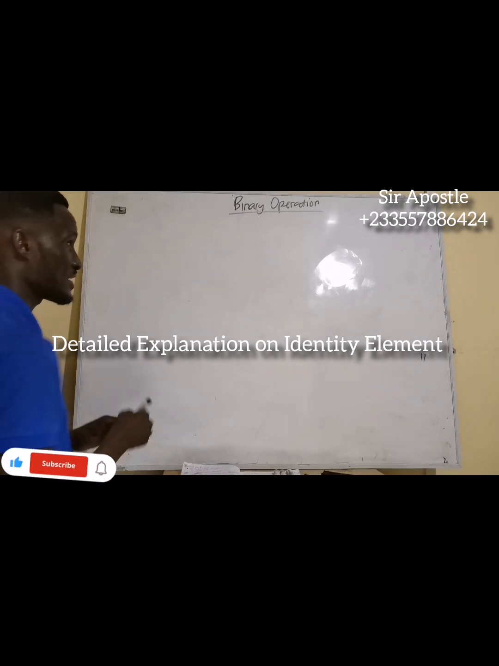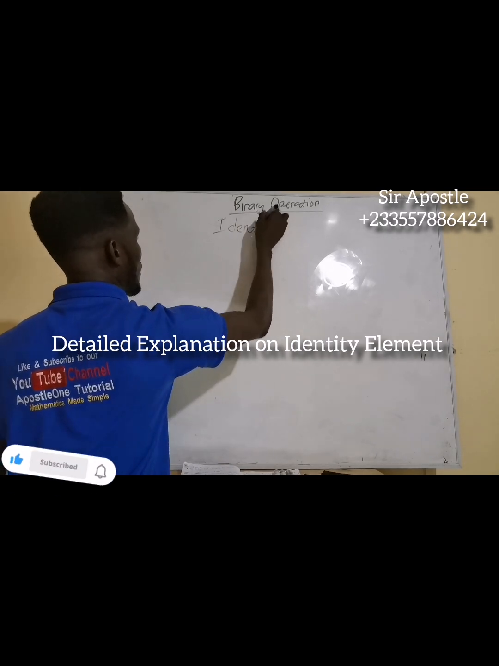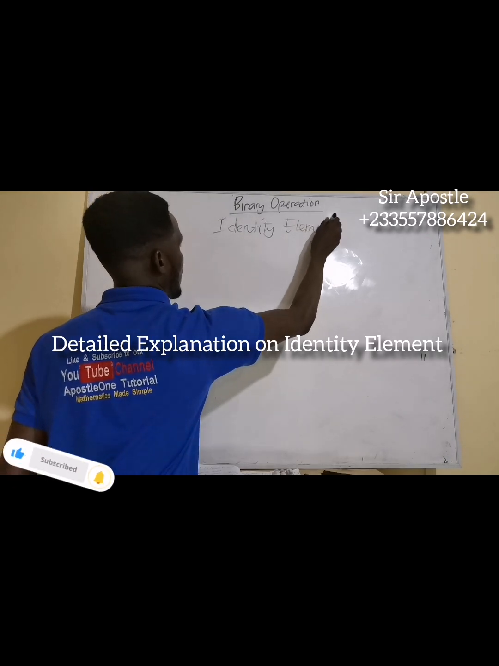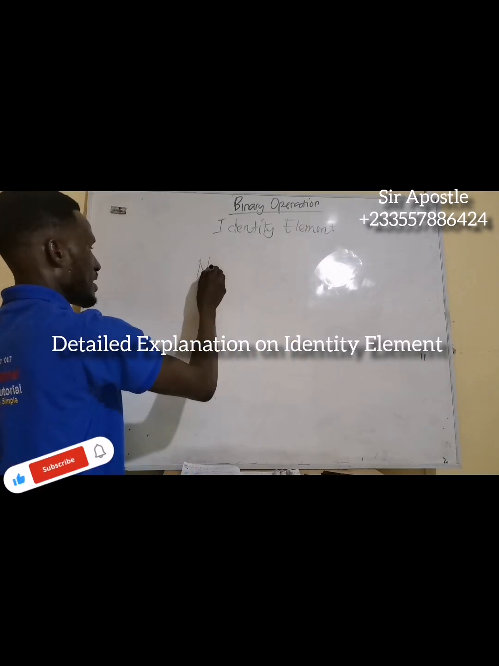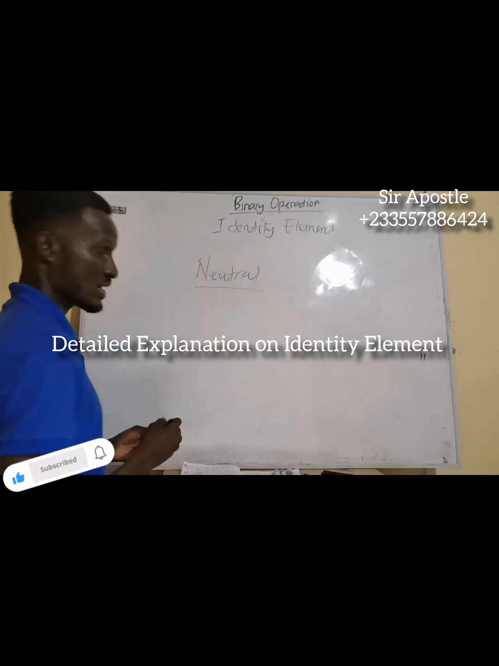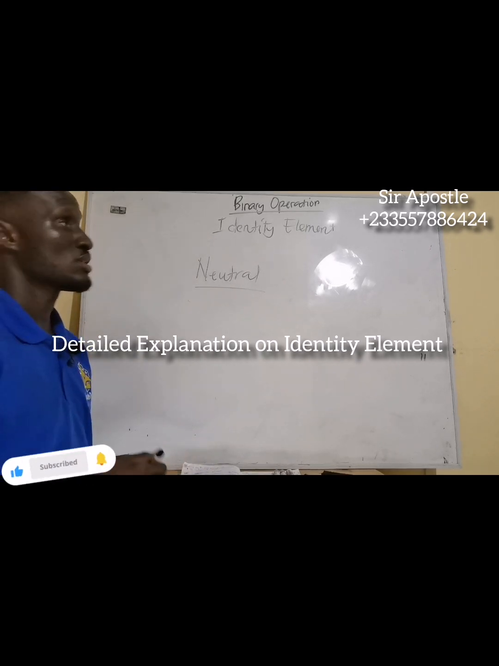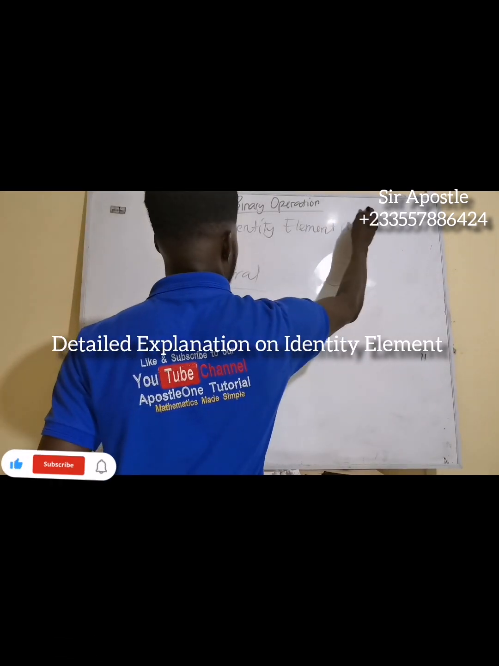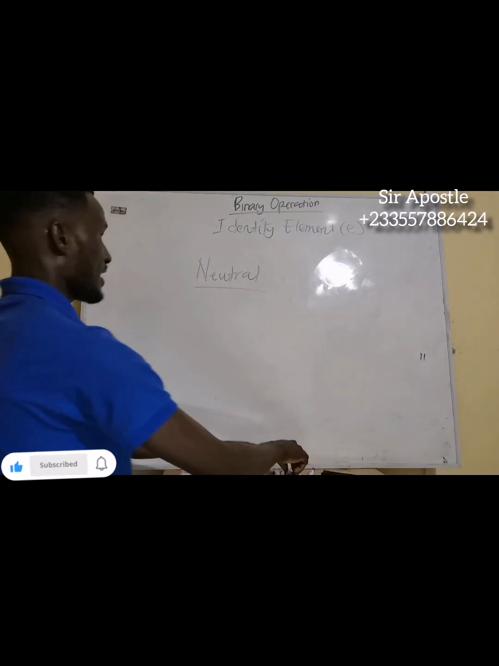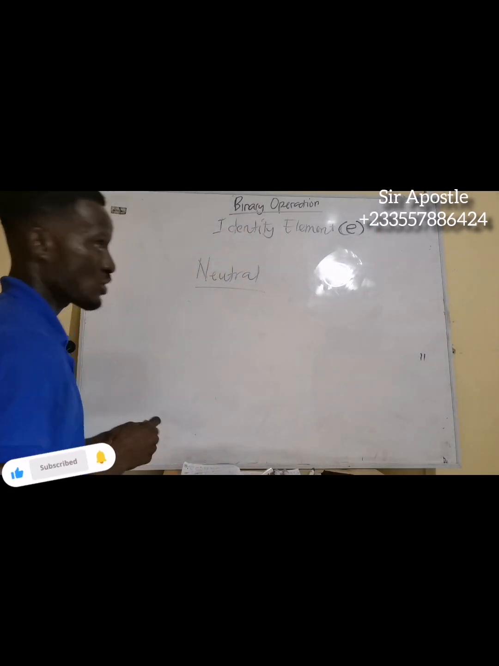Now, what I want to talk about is the identity element. Identity element is the same as neutral element. So either the identity element or neutral element. Since our mathematics is concerned, we use the letter E to represent identity element. The letter E to represent identity element.